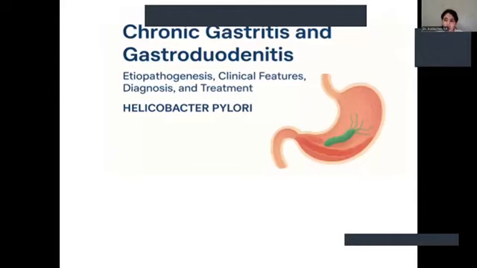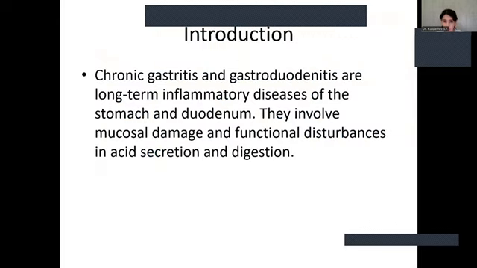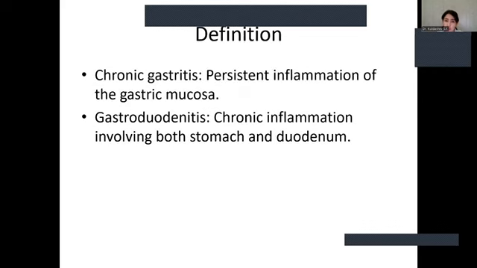Hello everybody. Our topic name is chronic gastritis and gastroduodenitis. What is chronic gastritis? Chronic gastritis and gastroduodenitis are long-term inflammatory diseases of the stomach and duodenum. They involve mucosal damage and functional disturbance in acid secretion and digestion. So, definition. Chronic gastritis is persistent inflammation of the gastric mucosa.